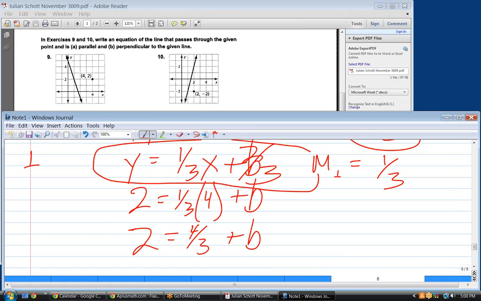That's the equation of the parallel line. Excuse me. That's the equation of the perpendicular line. We came up with the equation of the parallel line. But the equation of the perpendicular line does have a positive slope. So it makes sense to have that positive 1/3 there.